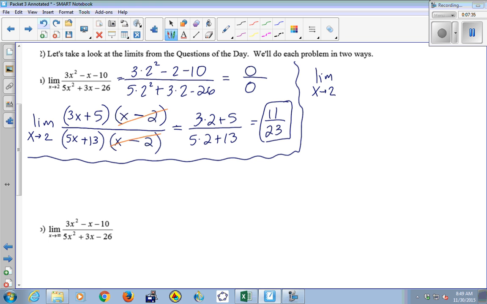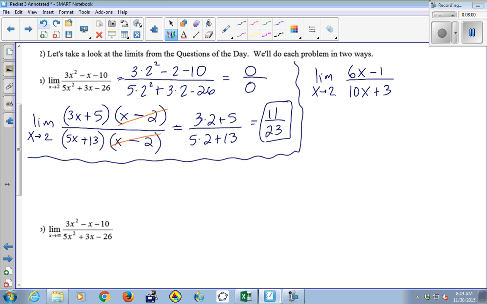I'm not going to use the quotient rule here. I just want to know how fast the numerator is going to 0, so I take the derivative. How fast the denominator is going to 0, so I take its derivative. So I take each derivative separately, then plug in my 2. So my derivative of my numerator is going to be 6x minus 1. Derivative of the denominator is 10x plus 3.